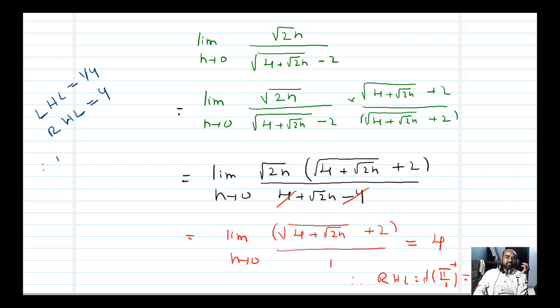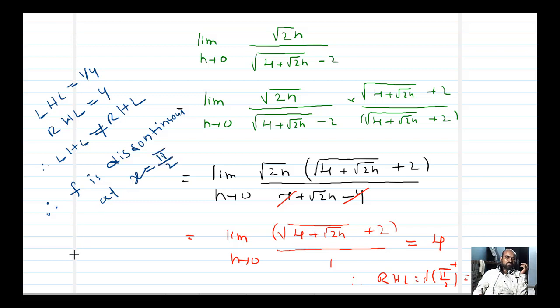So LHL is not equal to RHL. Therefore, f is not continuous, f is discontinuous at x equal to pi by 4, pi by 2. So we can't find L, meaning L does not exist.